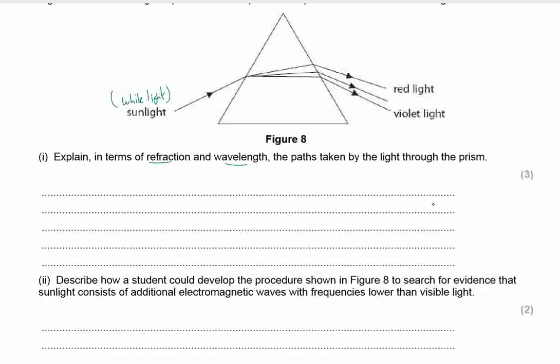Now the first mark we need to acknowledge is, why are we getting red and violet? Where are these red and violet coming from? The red and violet are coming from the sunlight. So we need to say that sunlight slash white light consists of a spectrum of colors. Because in order for us to explain the path taken by red and violet, we need to know where they're coming from. So this is the first point.